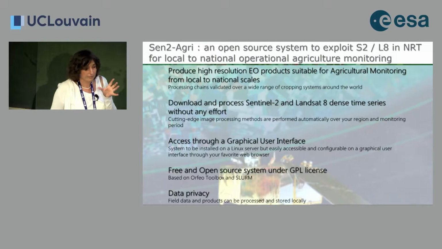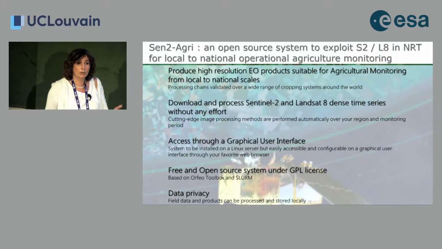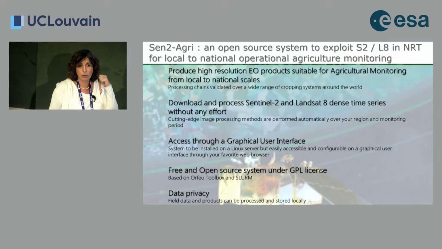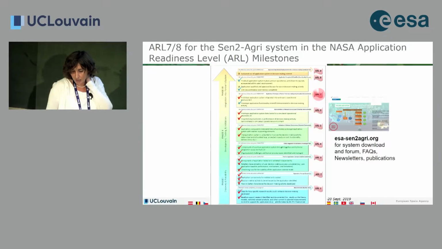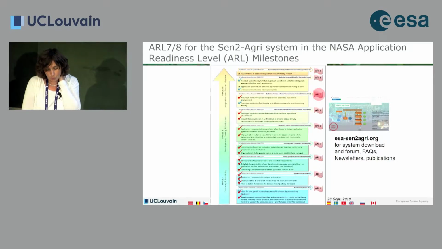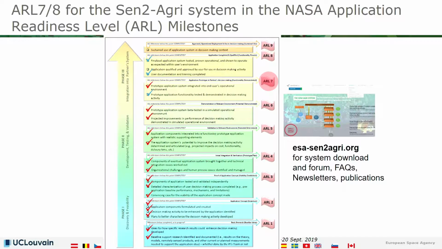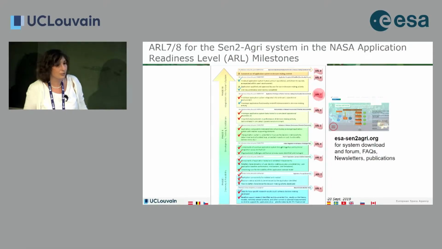And, well, regarding data privacy, for the field data there is a possibility to process everything locally. So if it is a security issue to upload the data to the cloud, there is no need to go to the cloud to run Sen2Agri. And this slide, I think that Pierre showed you yesterday. When you look at the different milestones to get an operational system, Sen2Agri is almost fully operational. And so it's only waiting for you.